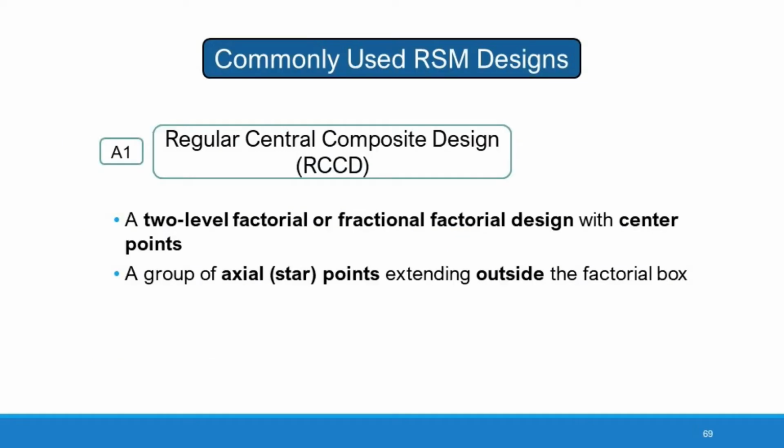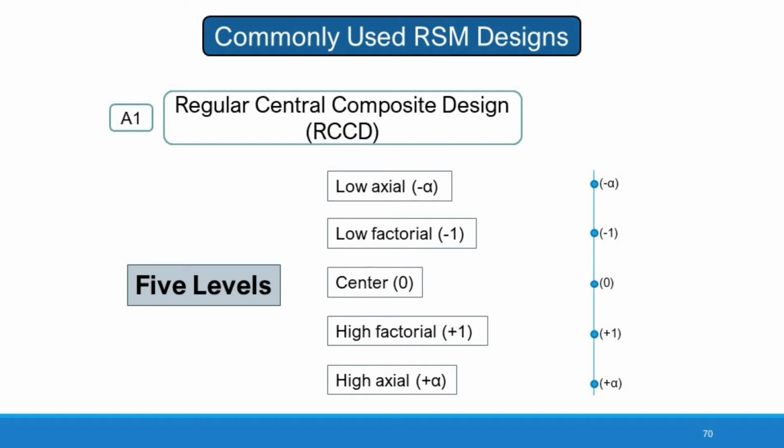The first type of CCD is the regular CCD or RCCD, which is made up of two components. The first component is the two-level factorial or fractional factorial design with center points, while the second component is the additional group of axial or star points extending outside the factorial box, as shown graphically later in the figure. These star points are added to de-alias pure curvature. For a regular CCD, we now have 5 levels for our design. These are the low axial or minus alpha, low factorial or -1, center or 0, high factorial or +1, and high axial or plus alpha.